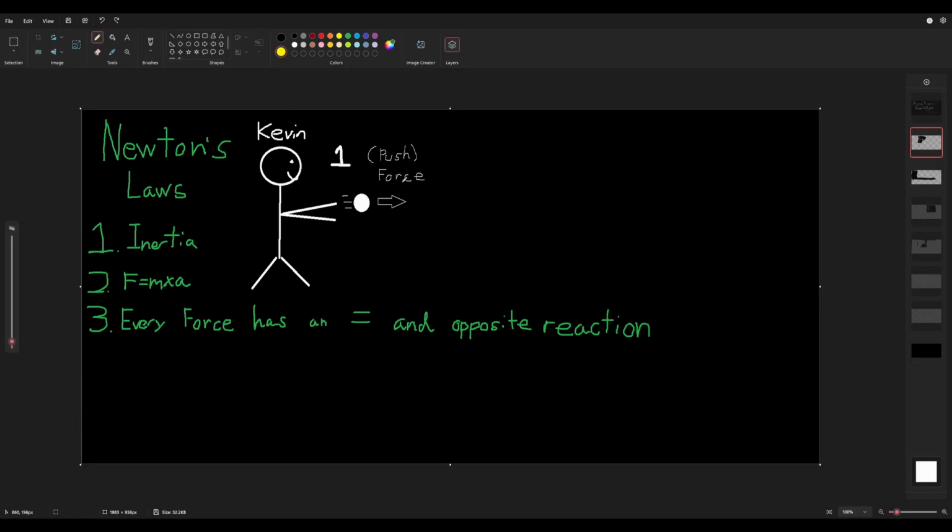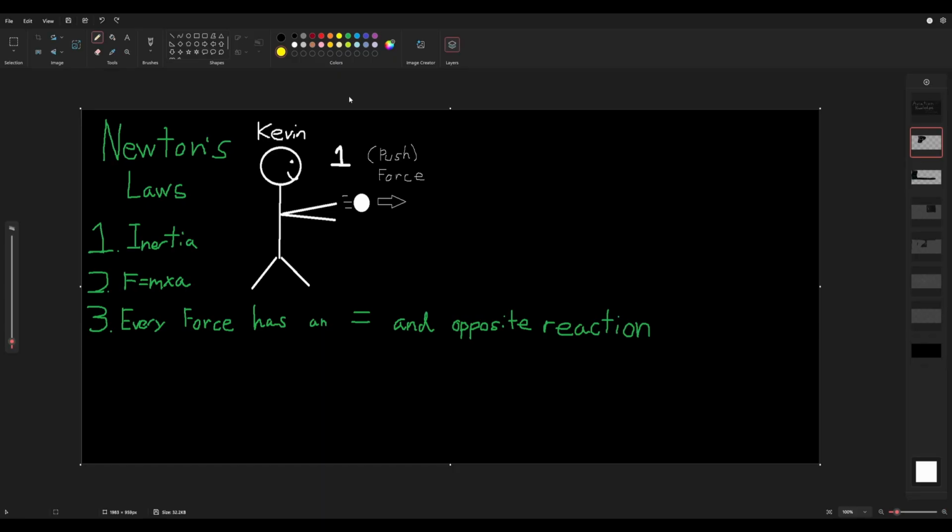So to give an example of all of these three laws in action, we're going to use our drawing here of Kevin and the ball to explain all three. So for the first law of motion, we are going to think of it as before Kevin actually throws this ball or baseball. So Kevin has this ball just in his hand. He has not thrown it yet.